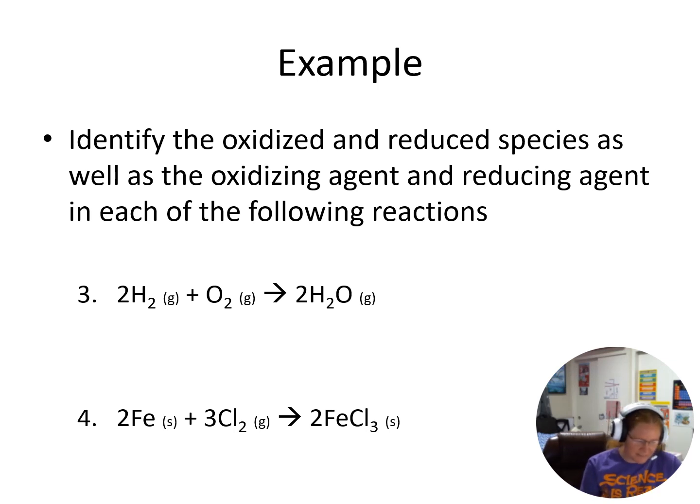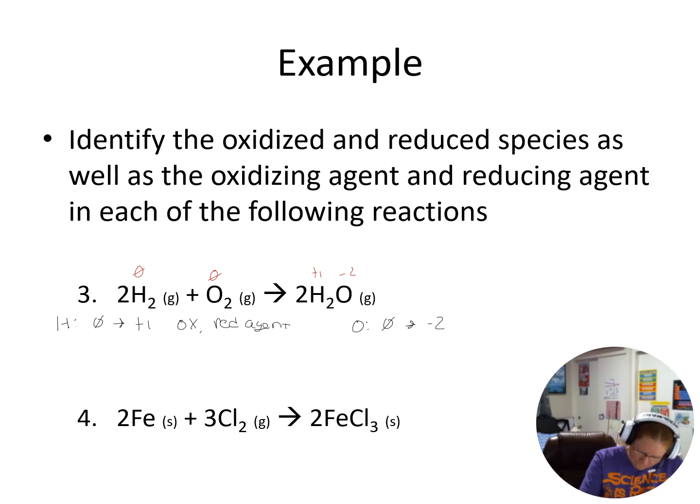Okay, so hopefully you got these. So natural state, 0 and 0, -2, +1. All right, so hydrogen went from 0 to +1. Oxygen, 0 to -2. Okay, so that means that hydrogen was oxidized and the reducing agent. And then oxygen was reduced and the oxidizing agent.